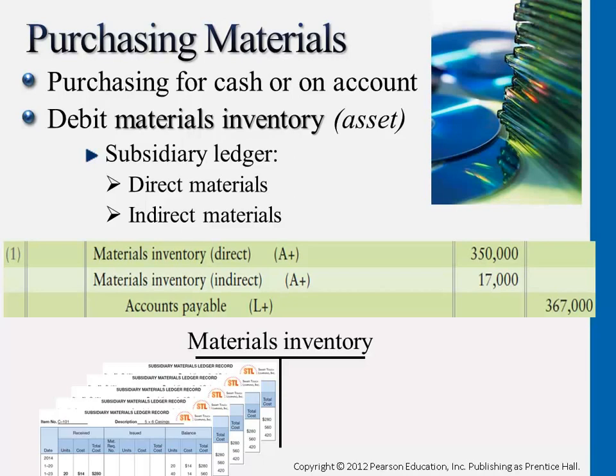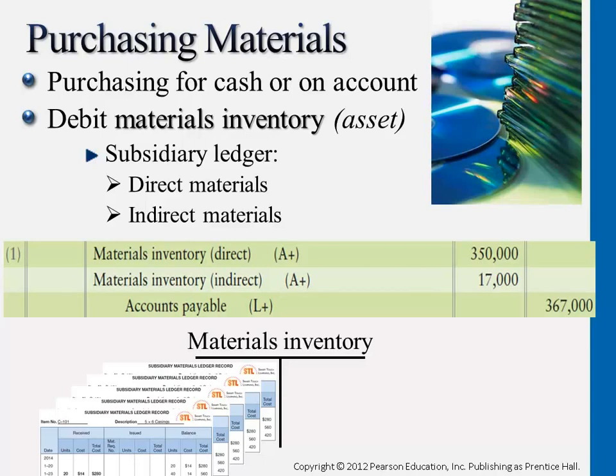Okay, if we purchase this on account, the credit side will be accounts payable. If we pay by cash, the credit side will be what? If we pay by cash, the credit side will be cash, right? We debit materials, we credit cash. Okay? Now this is purchasing side.